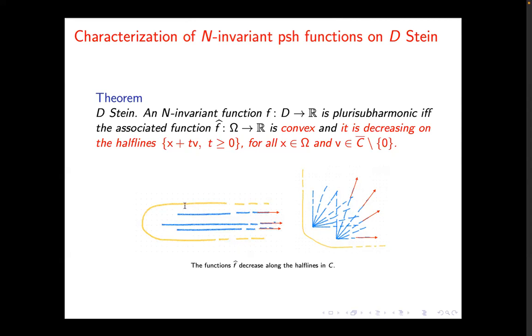So if D is Stein, omega is convex. For every point, for instance in the tube case, the half line here, or this cone, has to be inside omega. So along these half lines, or here also on the right, the function has to be decreasing. So it's not an arbitrary convex function, but there are additional conditions that come from the fact that this is the tube associated to an invariant domain, and an invariant domain in G mod K.